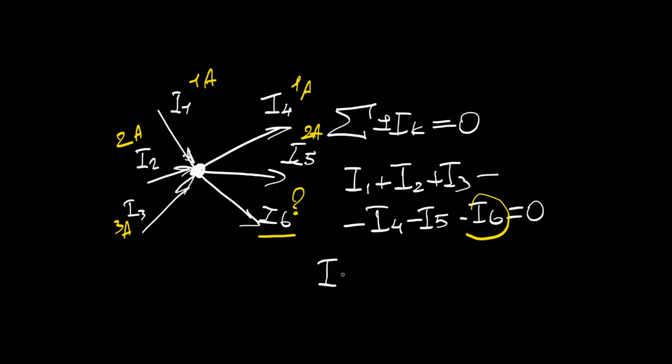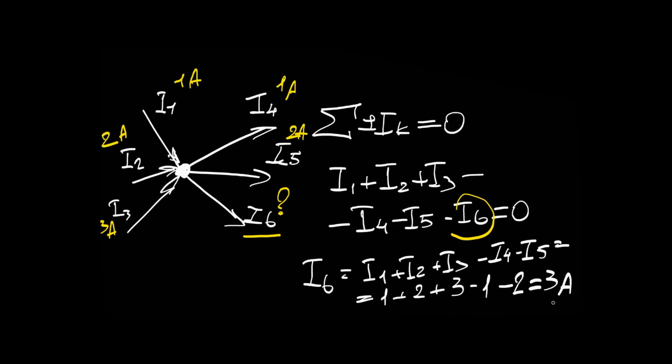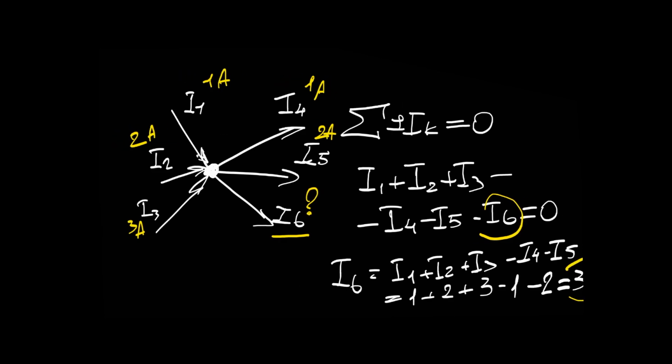I6 will be I1 plus I2 plus I3, minus I4, minus I5, and it will be 1m plus 2 plus 3 minus 1 and minus 2. It will be 3. We found this current, its value.